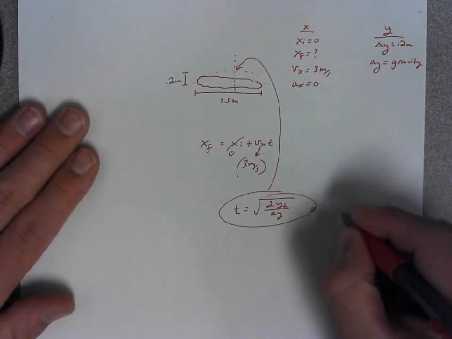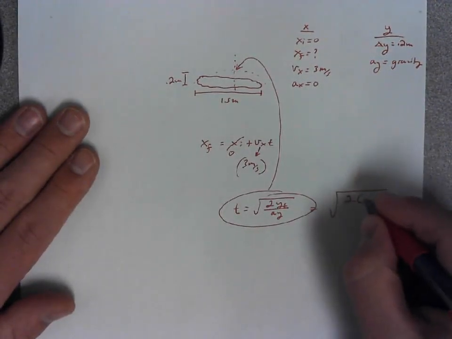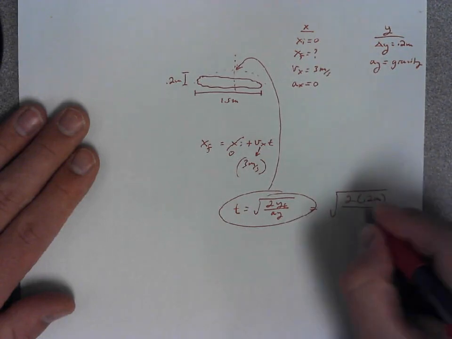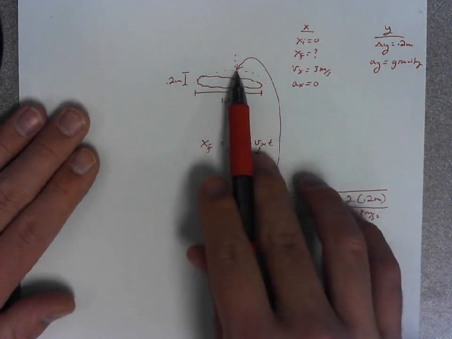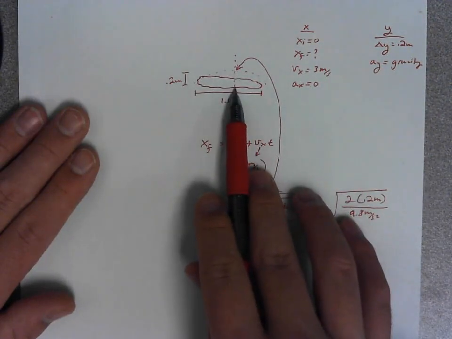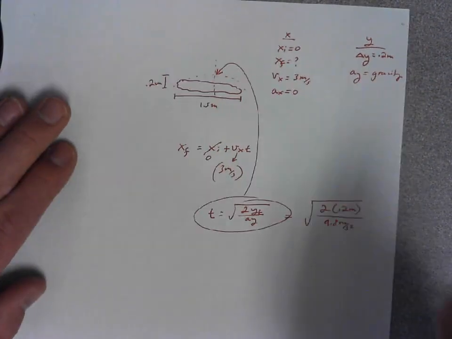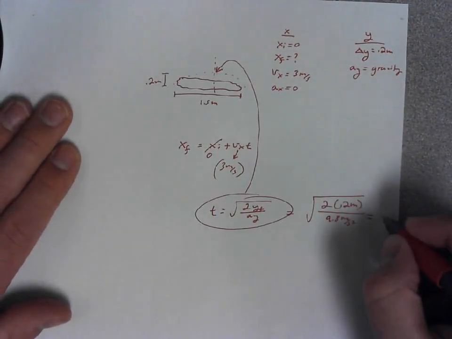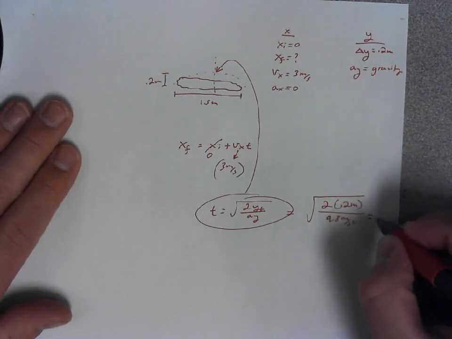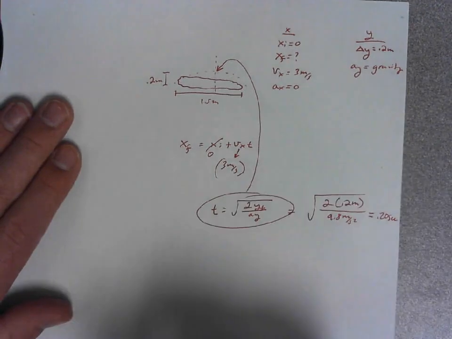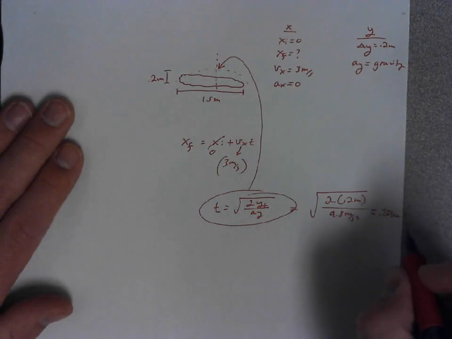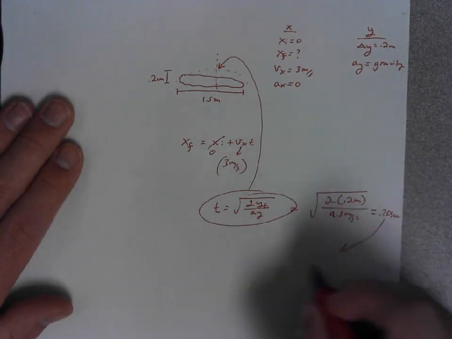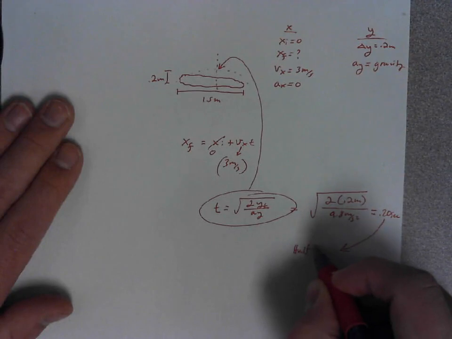So I can plug in my values. I can go 2 times 0.2 meters, divided by 9.8 meters per second squared. Notice, since I've designated the top here as 0 and going down is a positive direction, I can make that a positive 9.8. Okay, put that in, and you get a value of 0.20 seconds. But it's important to recognize that this right here is only for half the jump.